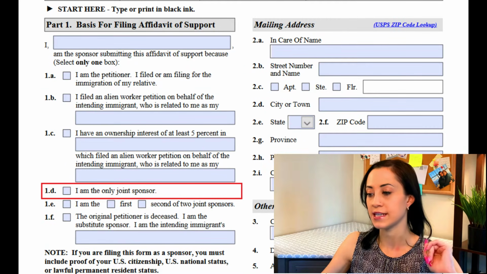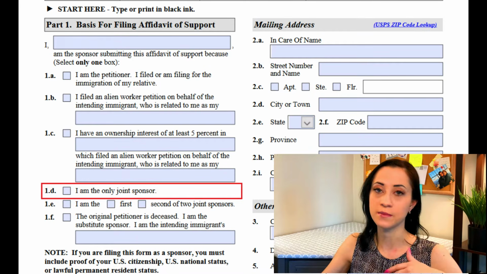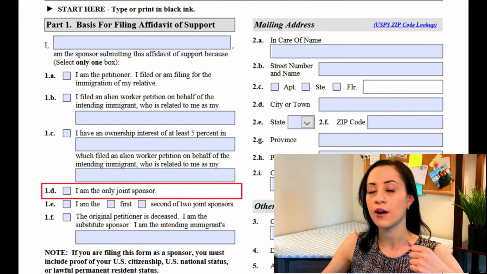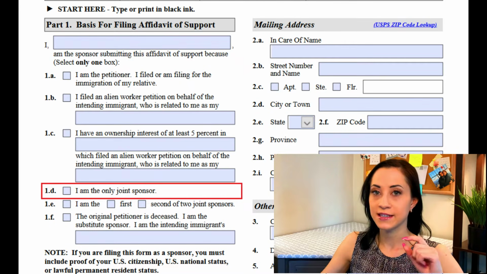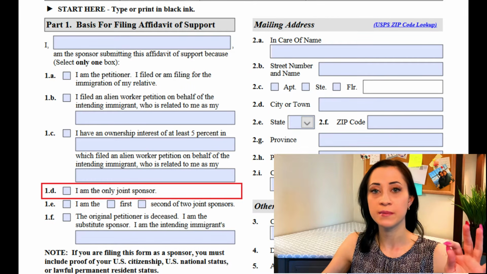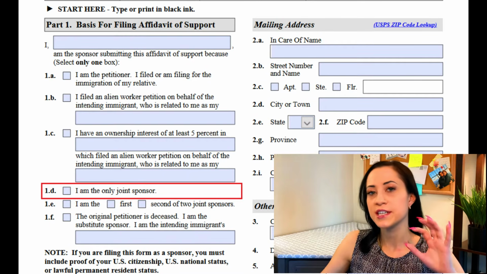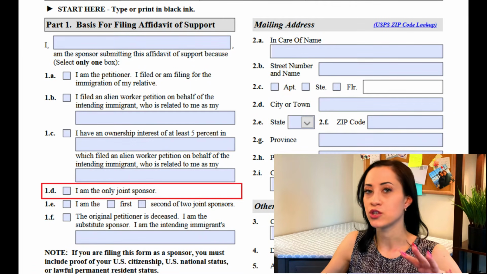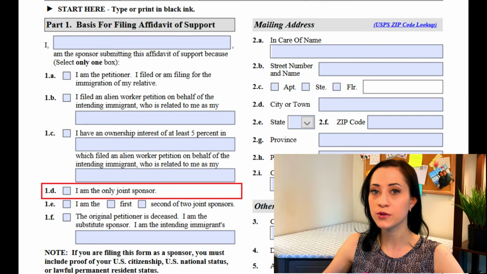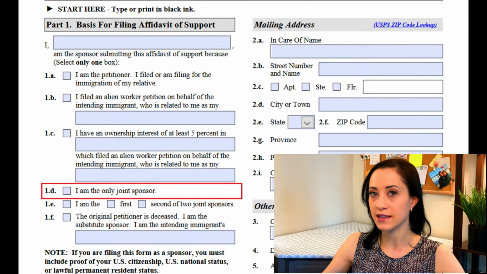Moving on, option 1D. I'm the only joint sponsor. Let's talk about what it means to be a joint sponsor. A joint sponsor can be anyone who is a US citizen of 18 years or older who lives in the United States. It can be a friend or it can be an independent family member who does not reside in the same household as the petitioner. There is a huge difference between being a joint sponsor versus being a household member for the purposes of this form. I will explain the household member's responsibilities later in this video.